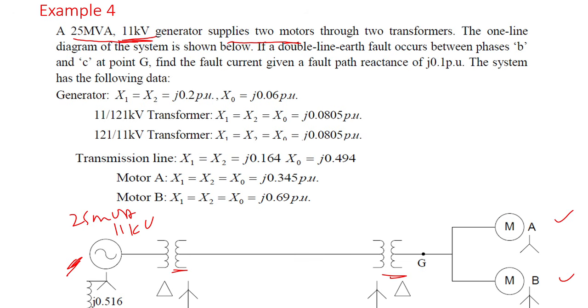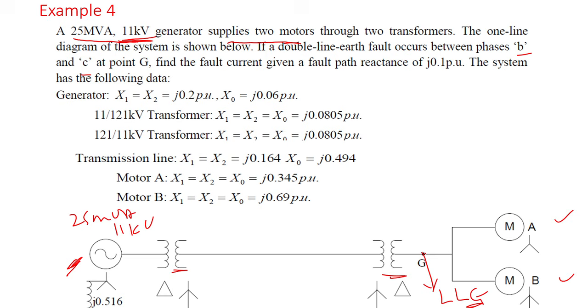Now, if a double line to earth fault occurs at point G, we are saying that there's a fault here, but the fault is a line to ground fault. So we know the type of fault, right? And then we said that it's occurring between phase B and phase C. We've explained with such an example. Now find the fault current given a fault path resistance.